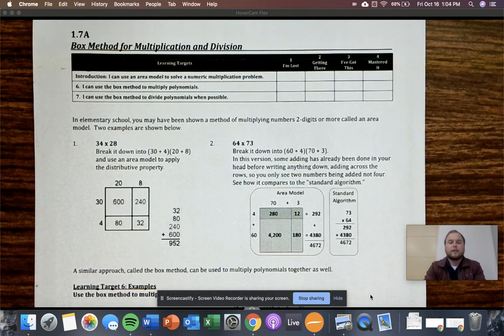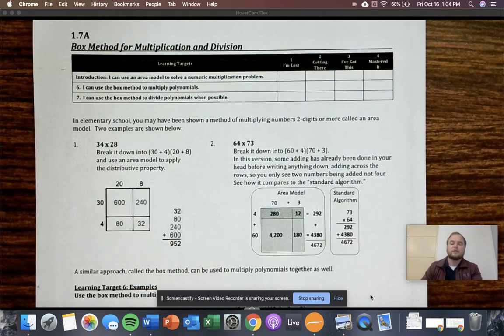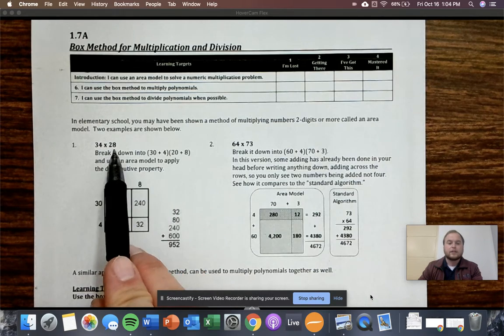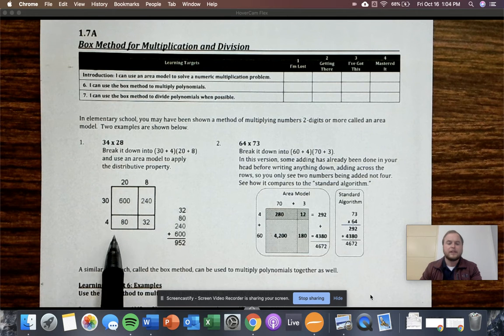Today we are going to be learning the box method for multiplication and division of polynomials, right? So when we were in elementary school, we probably saw this. The box method is just a different way of multiplying numbers together. Here, instead of multiplying 34 times 28 using the standard algorithm, we can break it into different parts. 34 we can change into 30 plus 4, and 28 we can change into 20 plus 8. Why we do this is it gives us a different method of multiplying, and it makes the numbers a little bit easier to multiply.